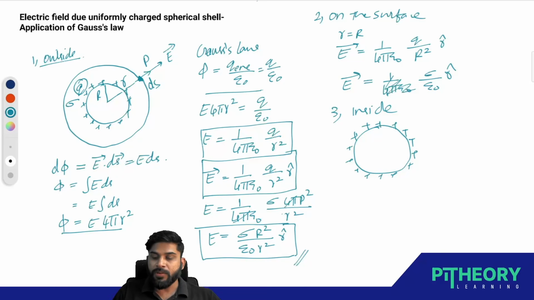To apply Gauss law to find the electric field at a point P inside, what you have to do, you have to consider the Gaussian surface inside. So here in this case, what will happen? Obviously, the Q enclosed will become equal to 0 only, right? So Q enclosed is 0.